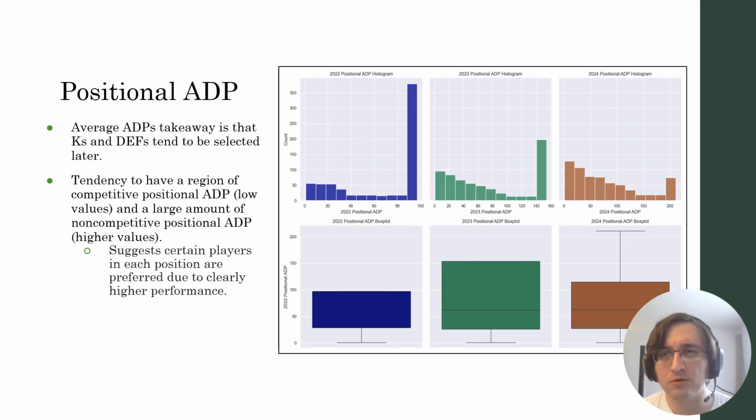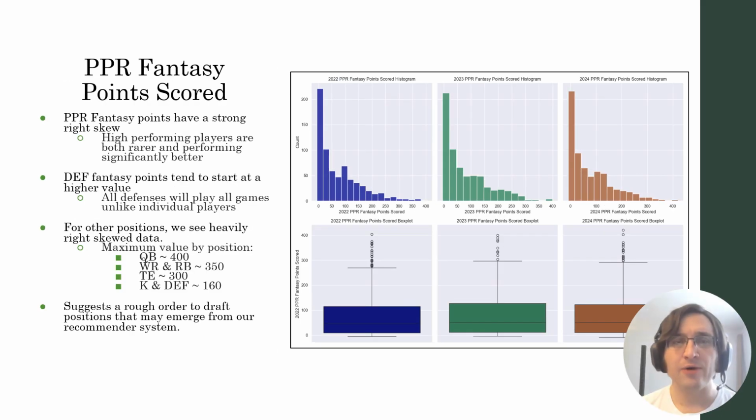This is suggesting that certain players are simply performing at a higher level, and there's a lot of extras, bench warmers, or just players who are not being selected because they're not performing at that high level that our top players are. So looking now at our target variable, the PPR fantasy points scored, we see that there's a very extreme right skew in this data set. This is suggestive of the fact that higher performing players are rarer and performing significantly better than lower ranked players.